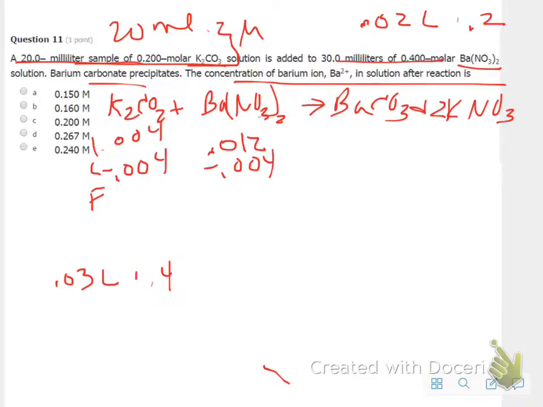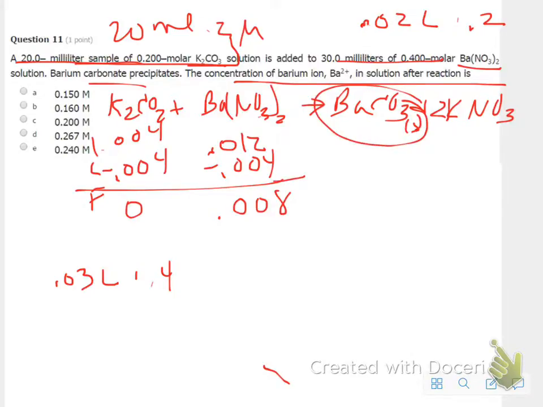and I'm going to have none of this left over and 0.008 of this. Okay? Now the barium carbonate is all going to be solid, so there's no ions that come from this. All the ions are going to come from this. So that's the number of moles. Now we need to decide how many liters we have so we can get molarity, because it's asking about the concentration, which means molarity.